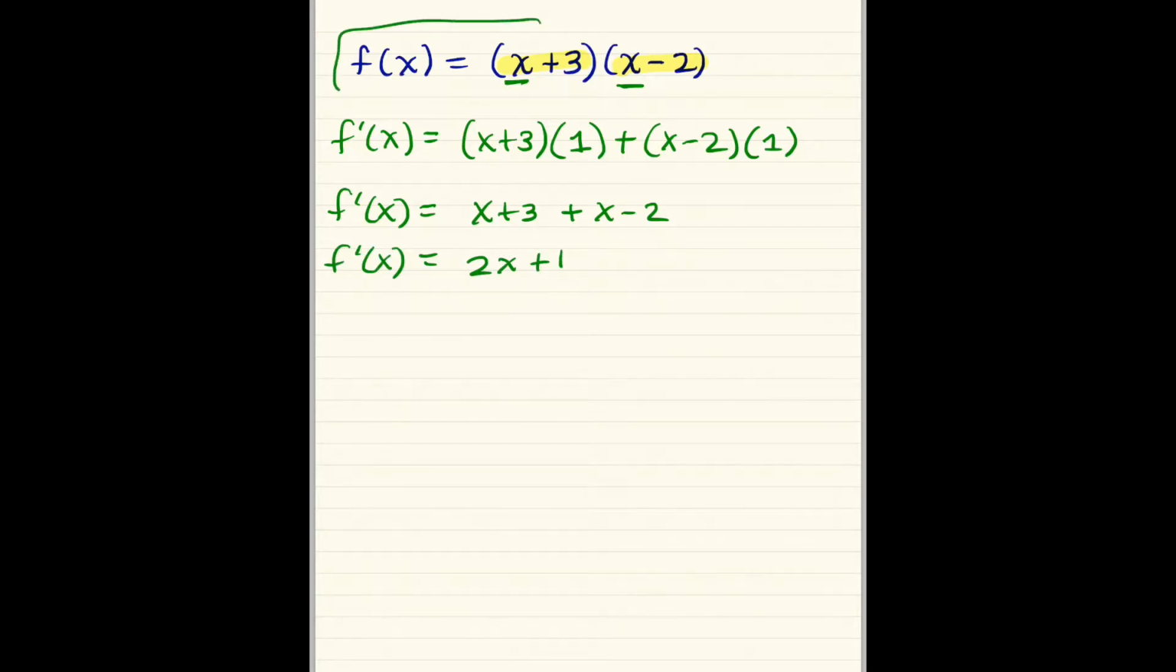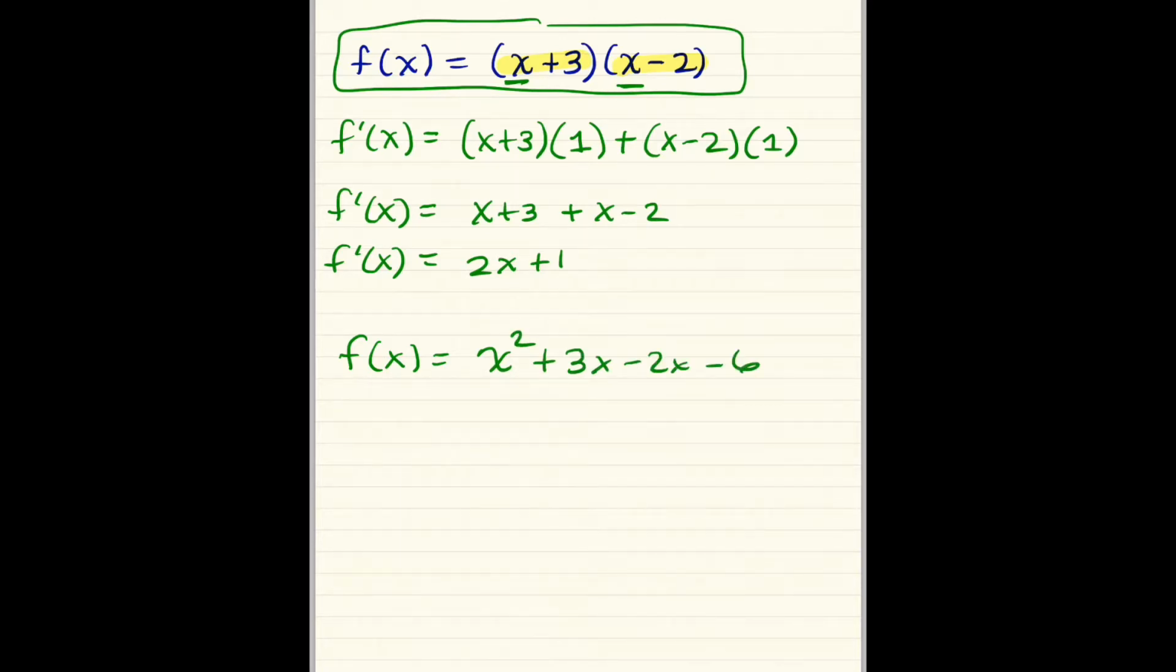Let's check that really fast. Before I did my derivative, if I distributed that, I would get x squared plus 3x minus 2x minus 6. I would get x squared plus 1x minus 6. Now when I'm ready to take the derivative, look at my notation. That tells me I'm ready to take the derivative. The derivative of x squared is 2x. The derivative of 1x is 1.